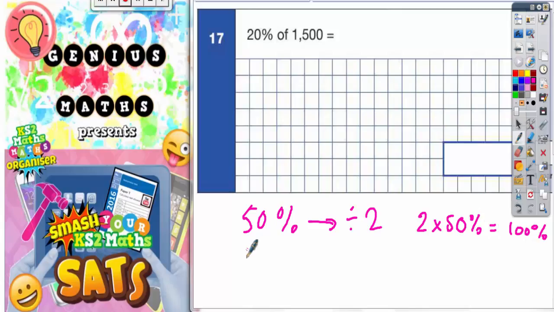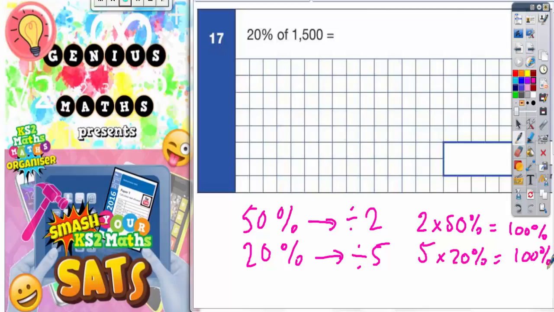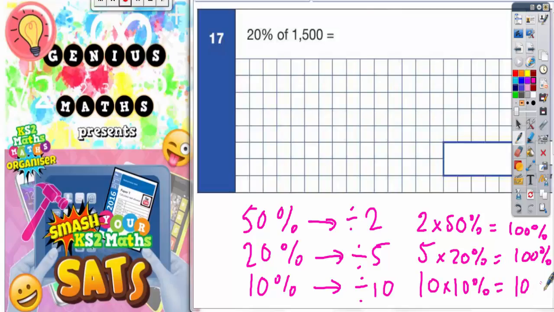If you are finding 20%, you've got to divide by 5. And that's all because 5 lots of 20% will get you back to 100%. It's all about how many of the percentage gets you back to 100%. So if there's 5 lots of 20, that's why to find 20% you divide by 5. If you were finding 10%, you would divide by 10, because 10 lots of 10% gets you back to 100%.